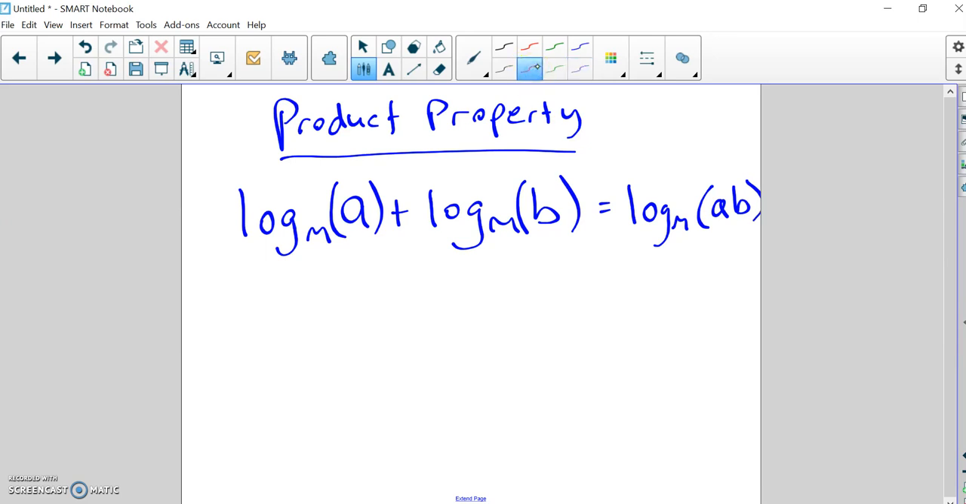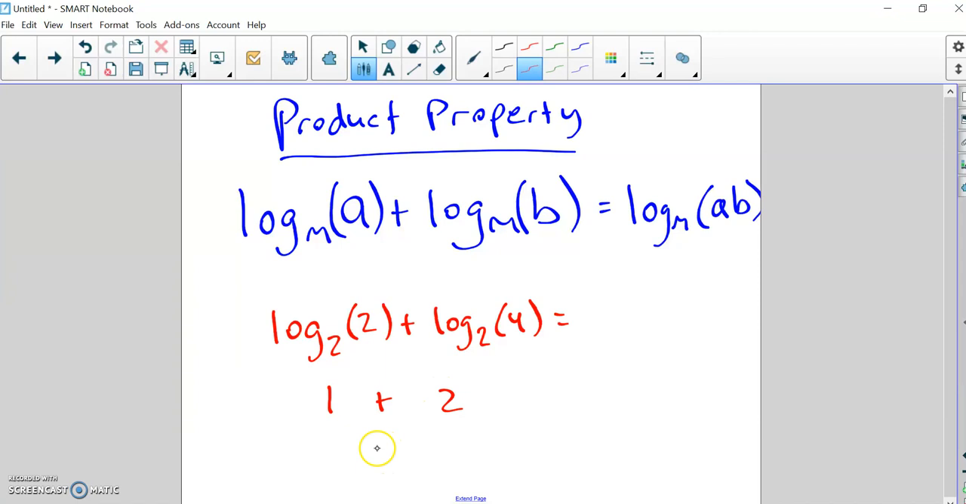Real quick, let me show you how this works with an example that we can actually check. Let's say we had log base 2 of 2 plus log base 2 of 4. We can evaluate these really easily off the top of our heads. Log base 2 of 2, 2 to what power gives me 2, that would be 1. Log base 2 of 4, 2 to what power gives me 4, that would be 2. And 1 plus 2 is 3. So we know the answer to this has to be 3.